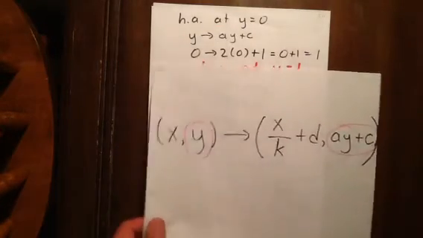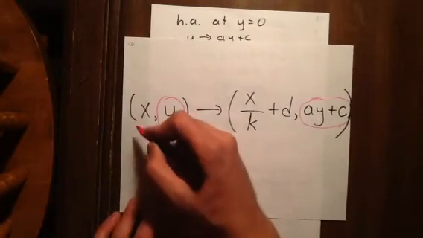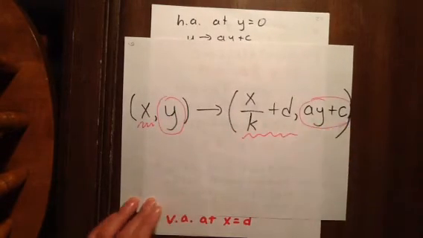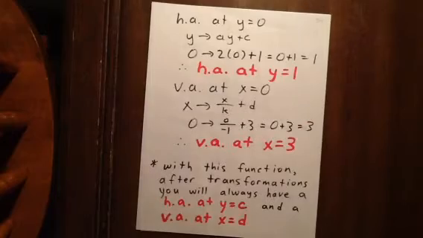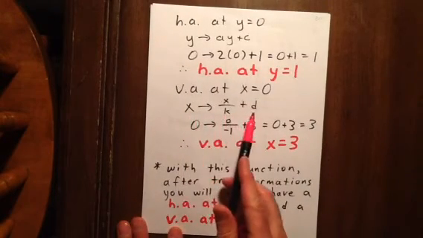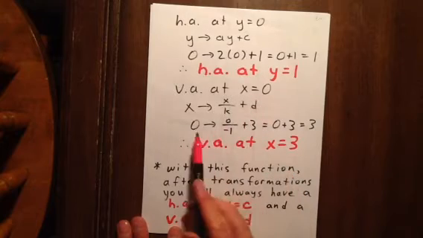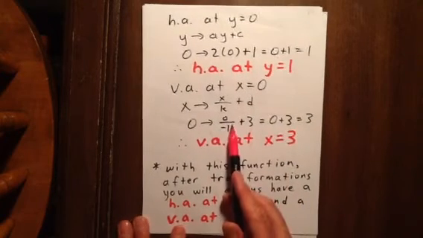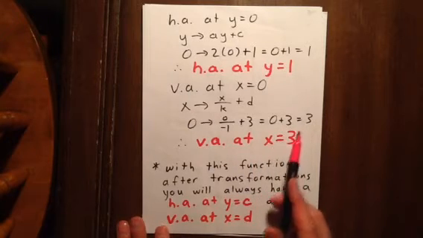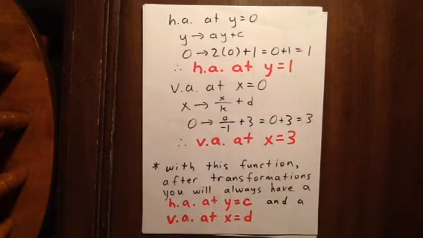Similarly, when we look at our mapping formula, we see that x maps onto x over k plus d. Since we're talking about an x value of 0, that maps onto 0 over -1 plus 3, and that equals 3. So we have a vertical asymptote at x equals 3. And so now we've evaluated that.